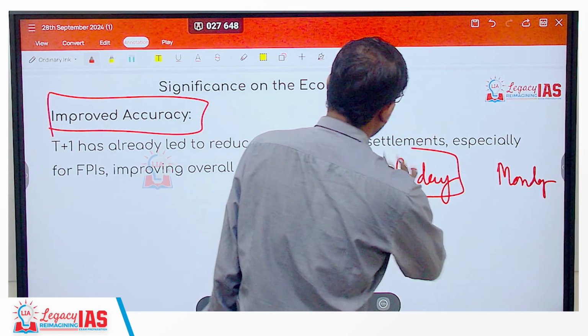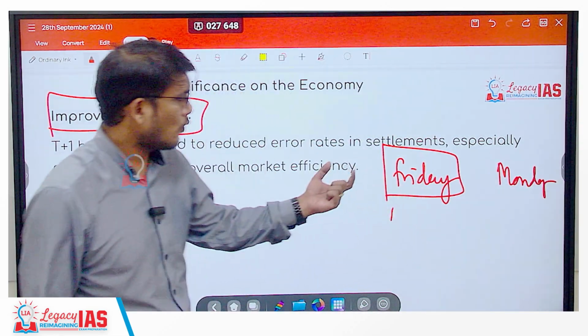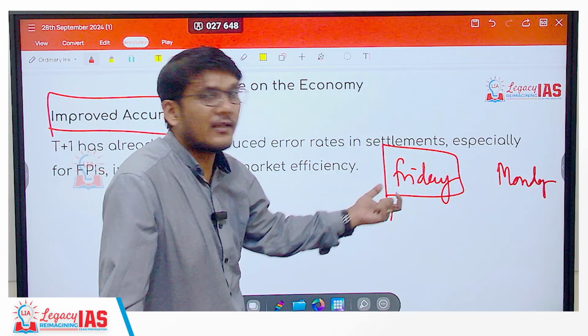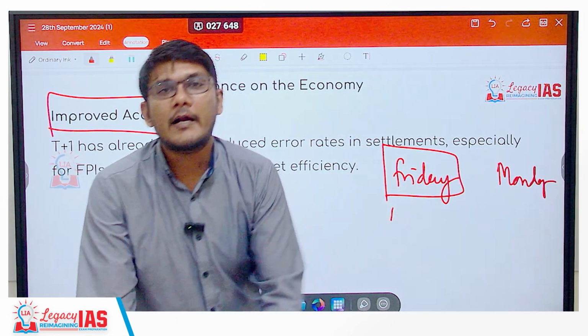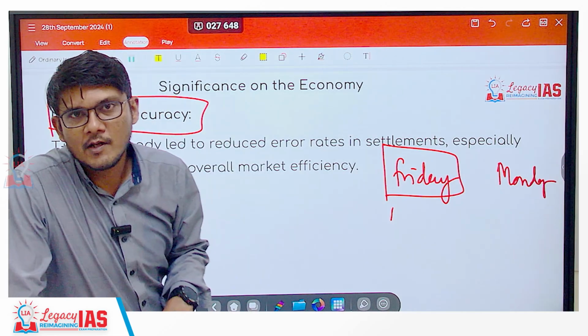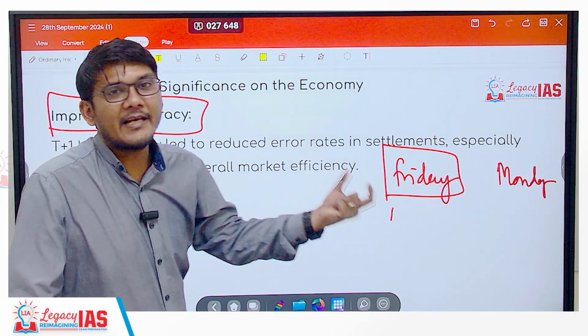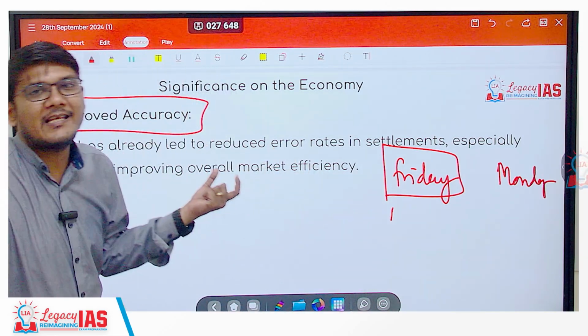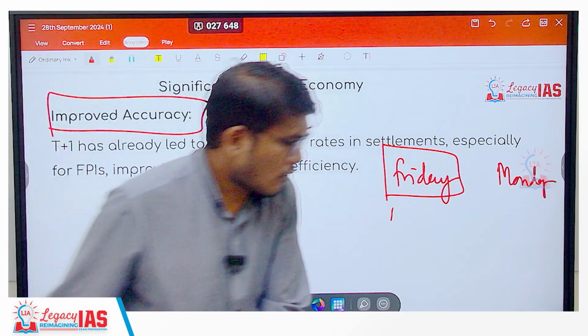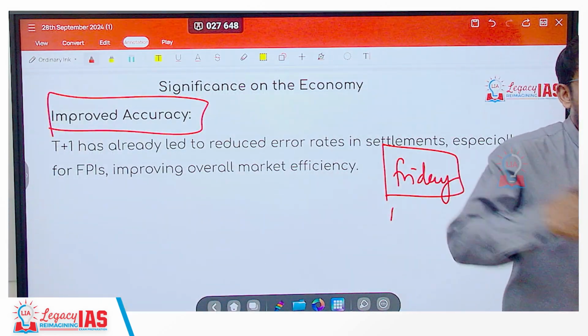Instead, if you would have sold it in the morning and got the money on the same day, before the closure of the market at 3:30 p.m., you can again invest it in another stock. Right? So again helping in efficiency, again helping in the accuracy of your transactions. Okay, so this is the concept of T+0 and T+1.